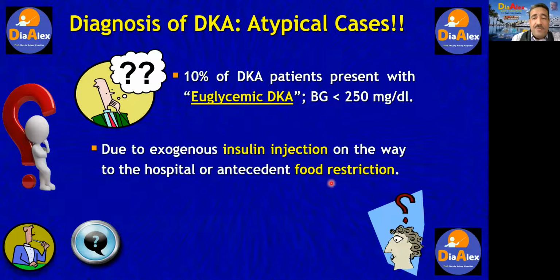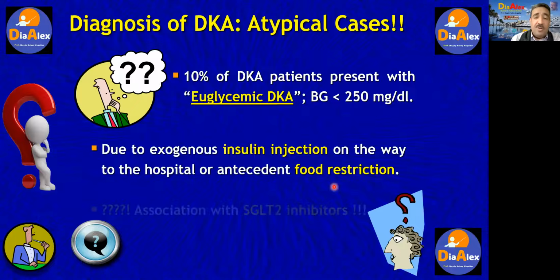Another explanation, if the patient is having progressive or persistent vomiting due to diabetic ketoacidosis, there will be food restriction. So if the patient is presenting to you after 2 or 3 days with persistent vomiting, the patient can be having low blood glucose, but the metabolic acidosis is still there.